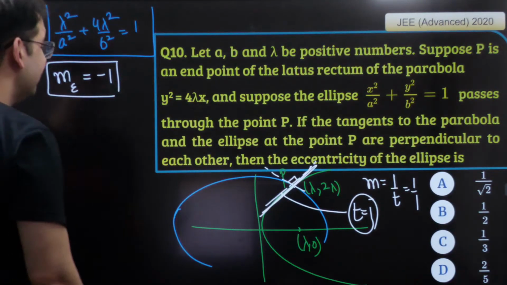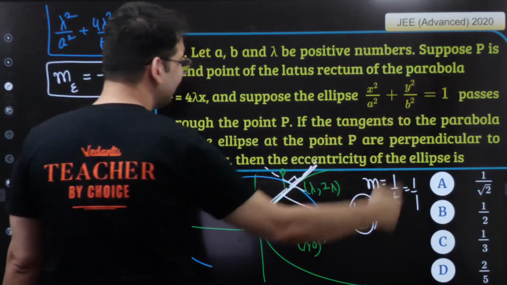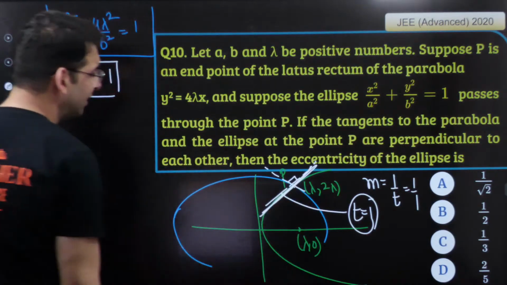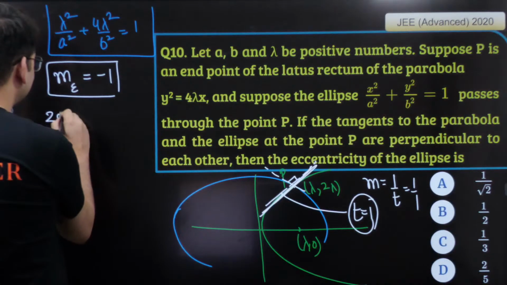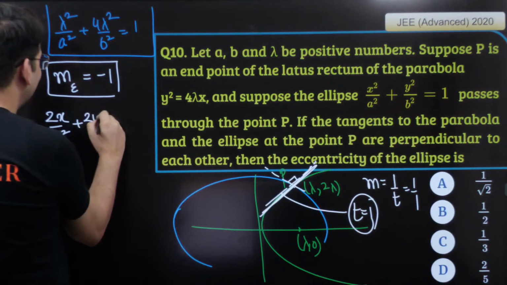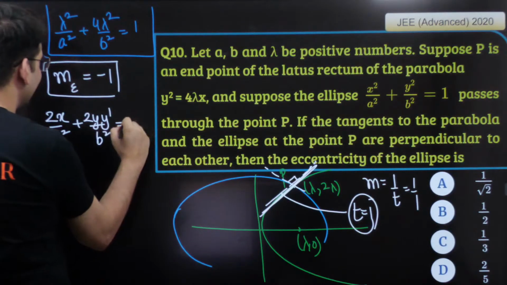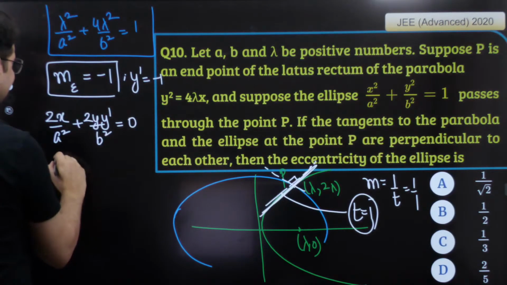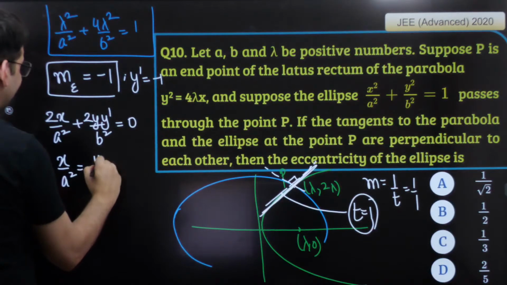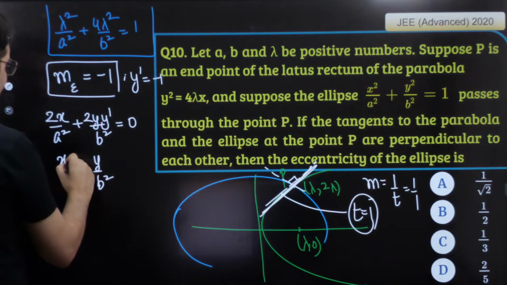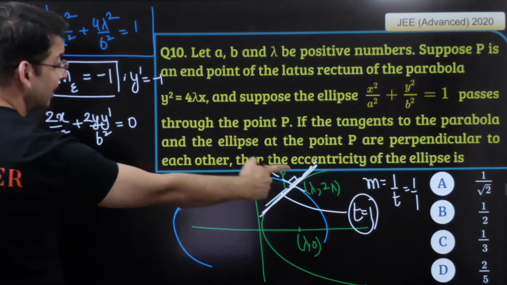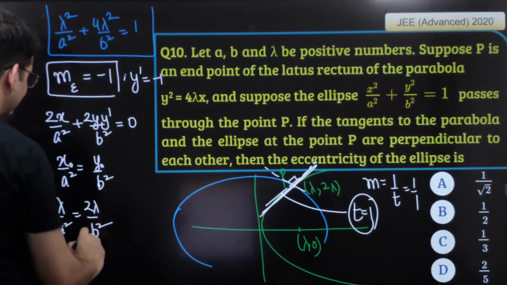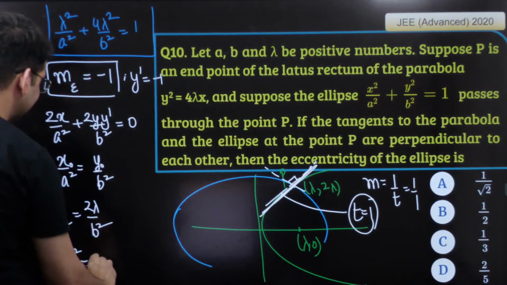So let us write the equation. So how do we find the slope? One is you can write the slope form, or you can directly differentiate at (lambda, 2 lambda). Okay. So 2x by a square plus 2y dash by b square is equal to 0. Now y dash is minus 1. So that means x by a square is equal to y by b square. Right? At x naught, y naught. X naught, y naught is this point, (lambda, 2 lambda). So lambda by a square is 2 lambda by b square. So this gives us b square is equal to 2a square.